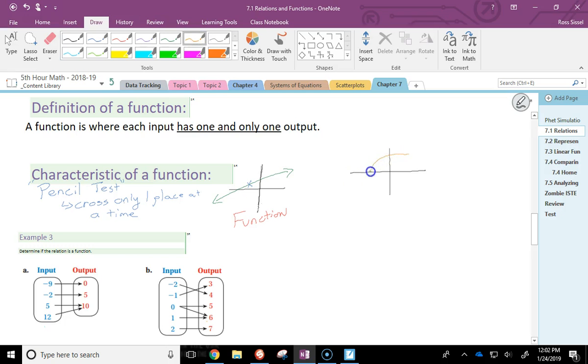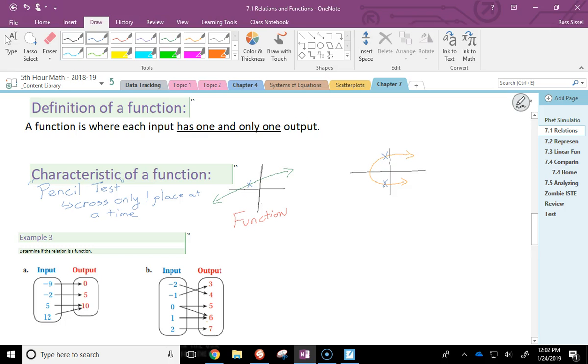The second one we'll try is if I had something graphed like this, and I did that same pencil test, and I went across. I looked vertical, and I worked left to right across there. I would see that my pencil would touch here and here at the same time.